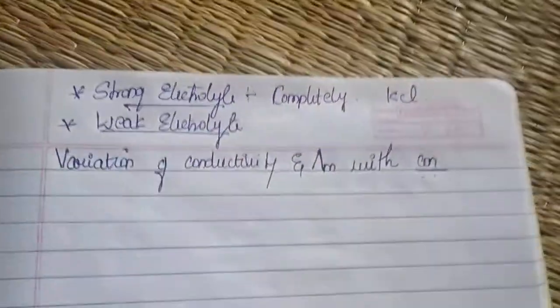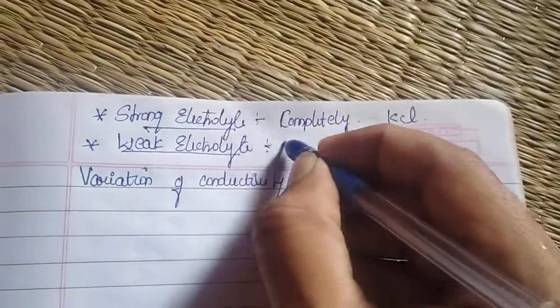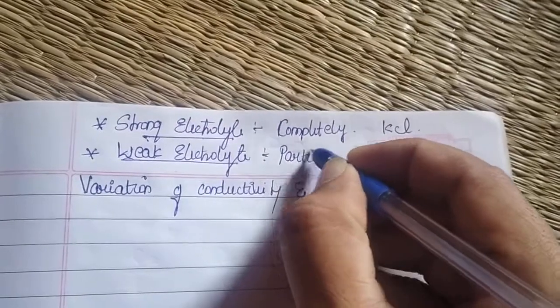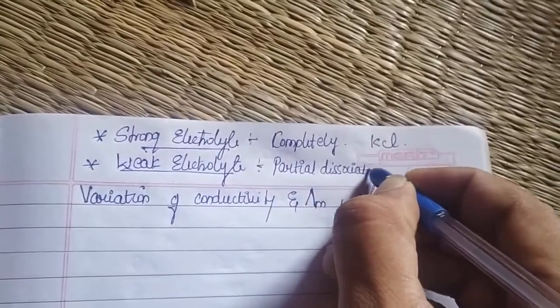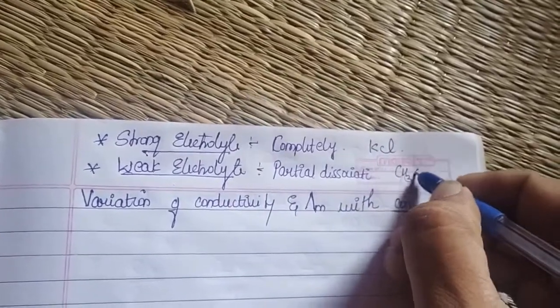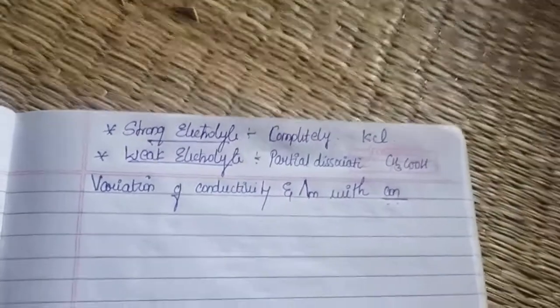Similarly, in a weak electrolyte, what happens? It will be undergoing partial dissociation. The best example is your acetic acid, which is a weak electrolyte.